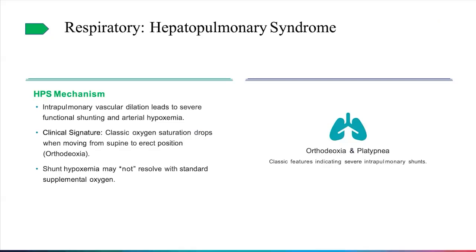So this is classical hepatopulmonary syndrome. It is not common, but we can see it in some patients. It's a rare kind of clinical feature. And platypnea is what the patient experiences, the patient's symptom. So the patient will complain of dyspnea or shortness of breath when they stand up, right?